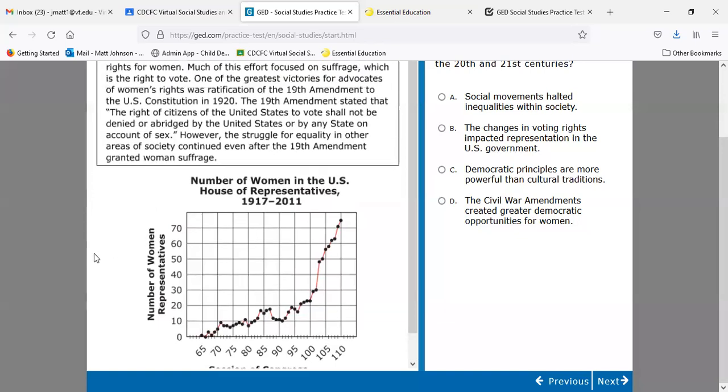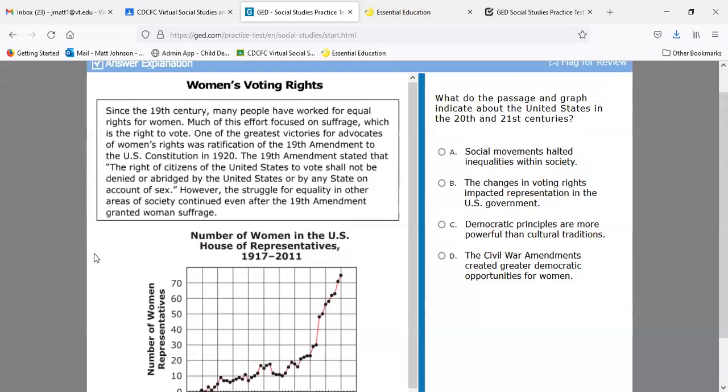So Jessica, if you're available here, what do the passage and graph indicate about the United States in the 20th and 21st centuries? A, social movements halted inequalities within society. B, the changes in voting rights impacted representation in the U.S. government. C, democratic principles are more powerful than cultural traditions. D, the Civil War amendments created greater democratic opportunities for women. Hold on, I think you froze up.